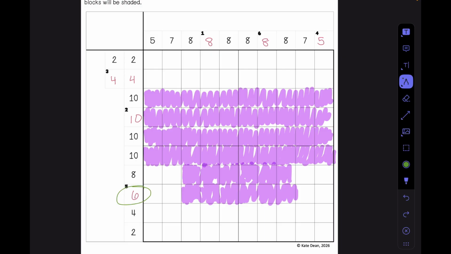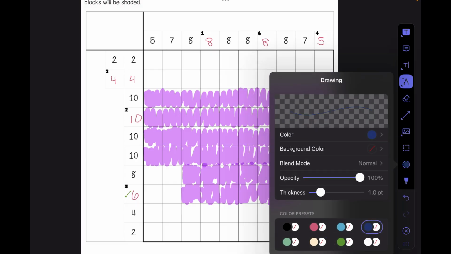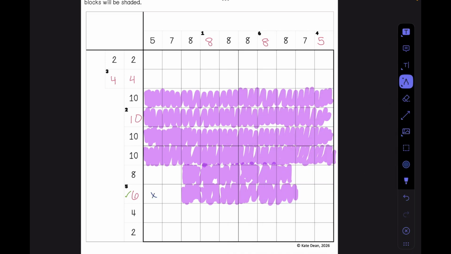Now, if we look at this 6 right here, that means that only 6 of these are going to be filled in. But if we look at what we've already done, we have 1, 2, 3, 4, 5, 6. So we have filled in all of these 6. So this one's good. If it's helpful for students, they can put little X's to show that those are not going to be filled in, because I already have the 6 that need to be filled in here. So that one is good. And then we're just going to keep going through.